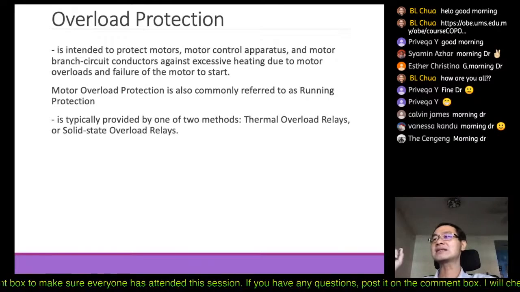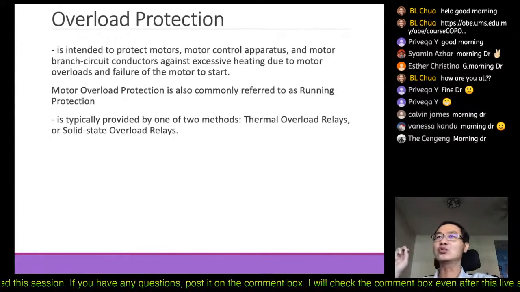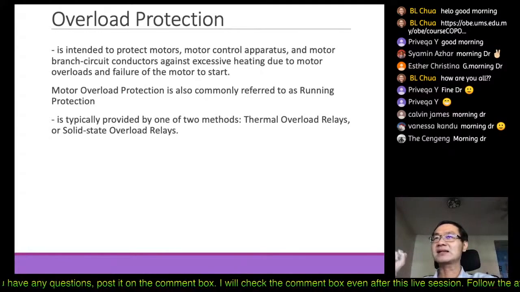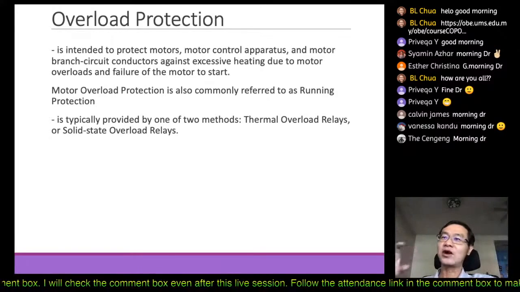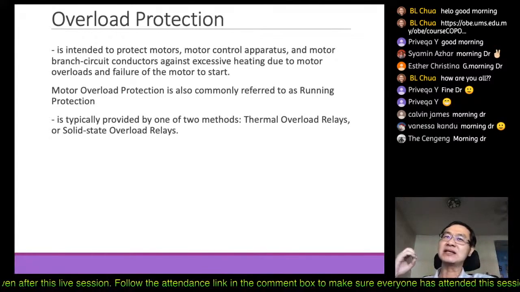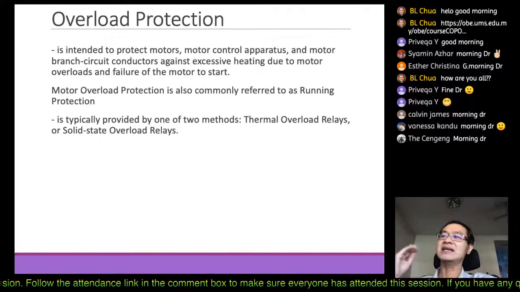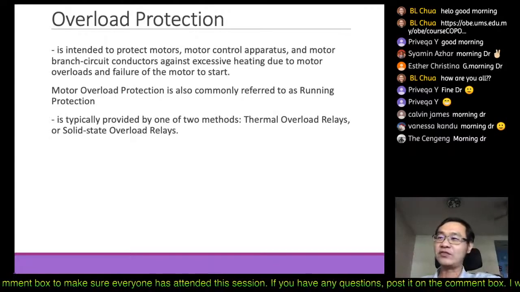How it protects, they may not need a temperature sensor. They just need to detect the amount of current it draws. So when the current drawing from the power source is getting higher, it means the heat is getting higher as well. So they will start to block it, just like our fuse.